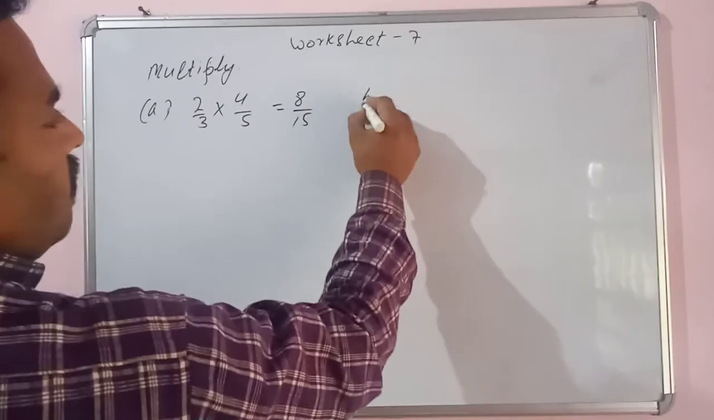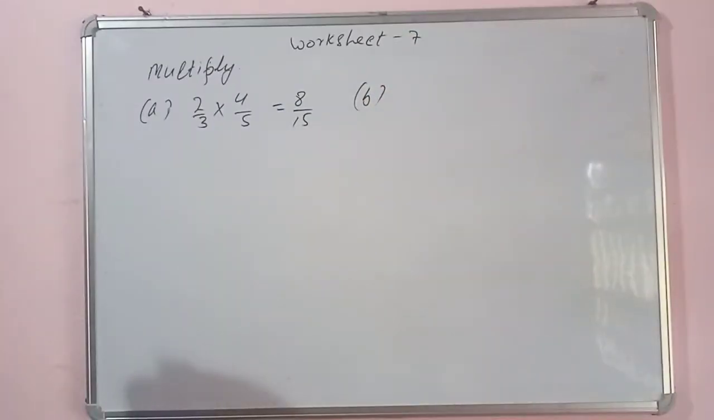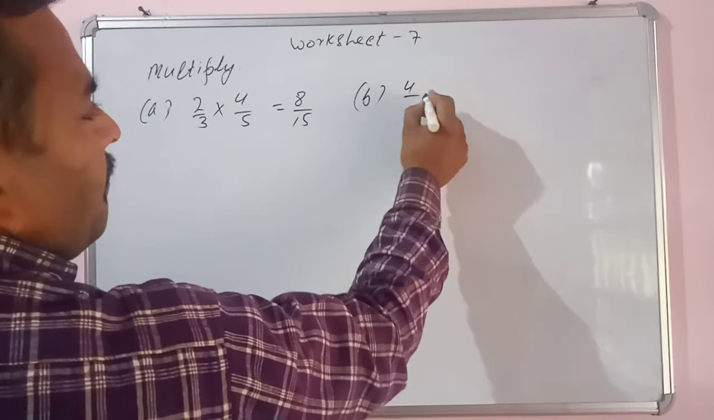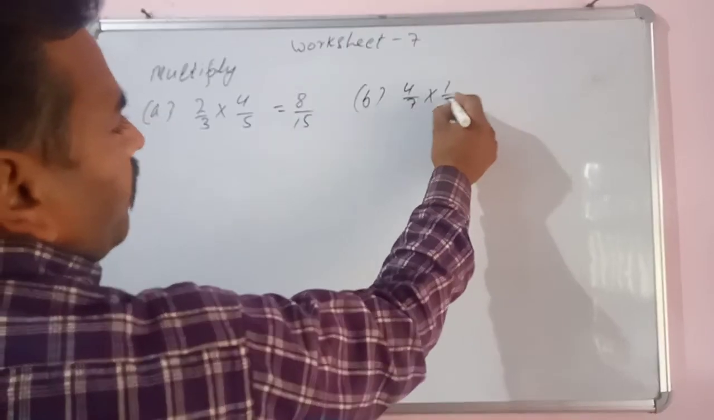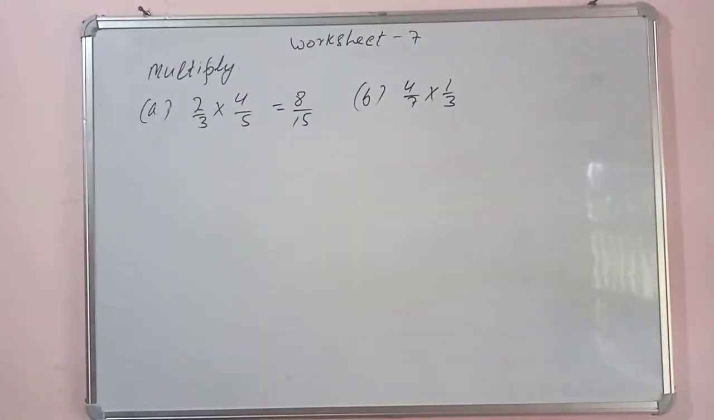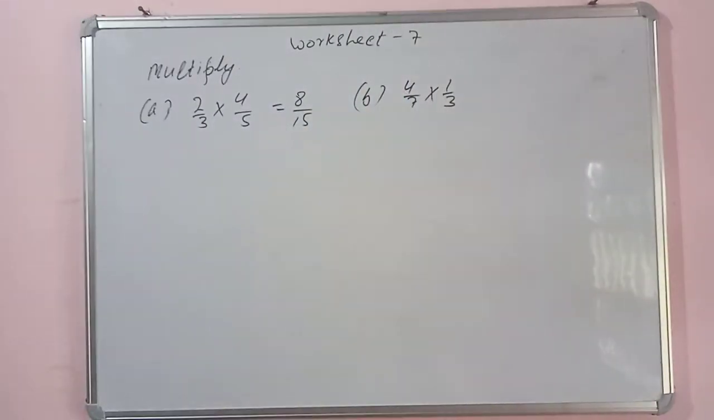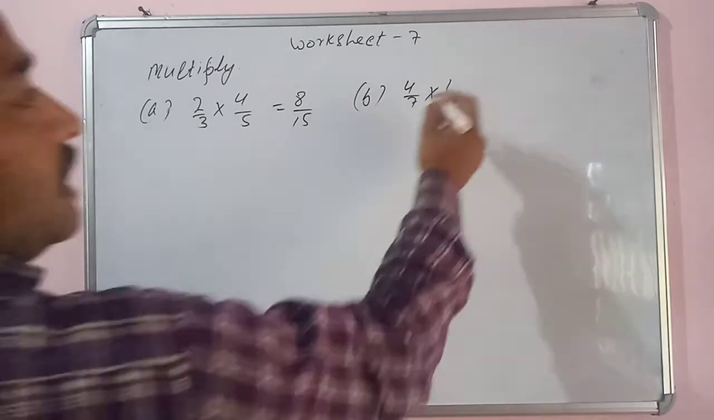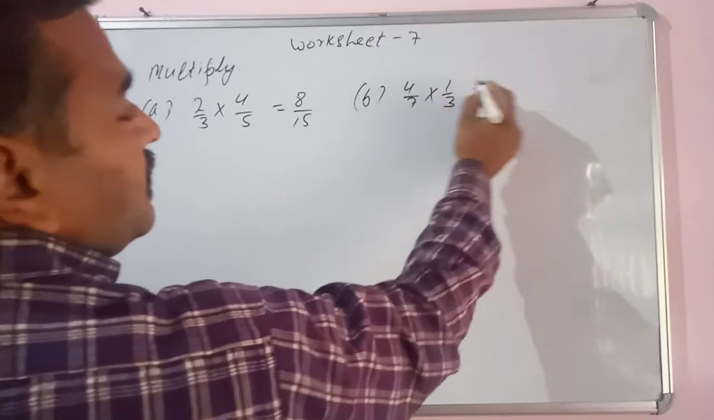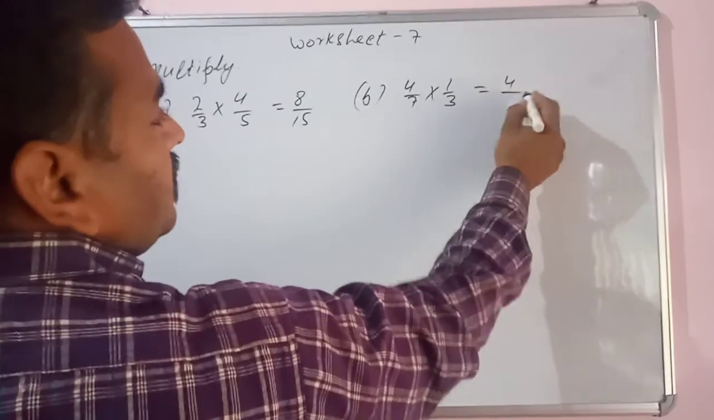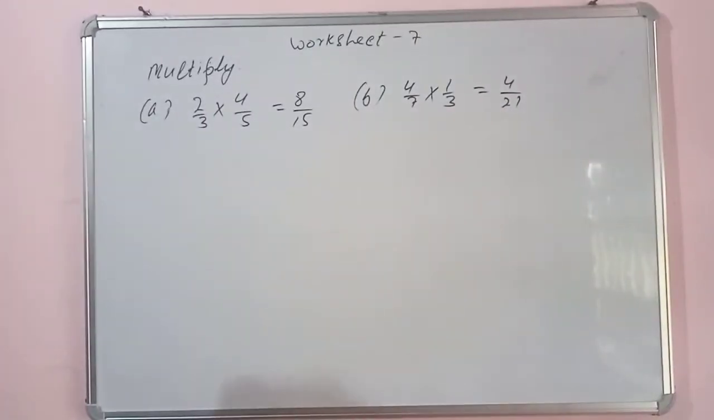Similarly, we have another part, that is B part, 4 by 7 multiply 1 by 3. Again, neither 7 nor 3 is divisible by 4. So therefore, multiply numerator by numerator, 4 1s are 4, and 7 3s are 21. So what is the answer? That is 4 over 21.